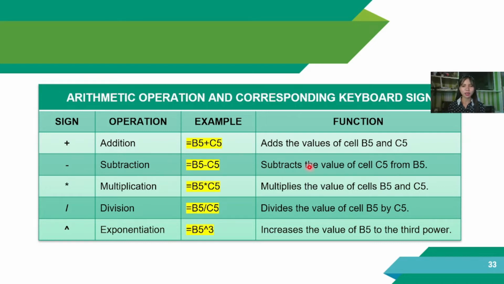Subtraction subtracts the value of cell C5 from B5, and then multiplication multiplies the value of cells B5 and C5. Division divides the value of cell B5 by C5. Then exponentiation increases the value of B5 to the third power.